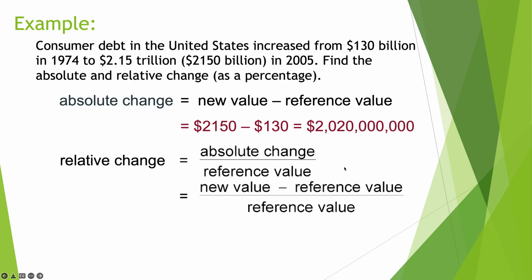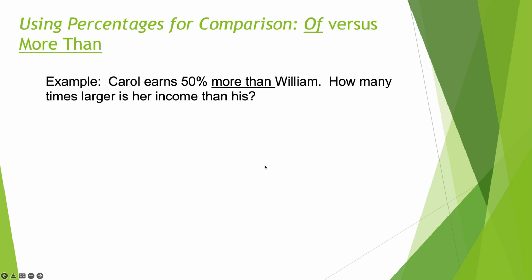Now, as far as the relative change goes, remember the formula. It's just the absolute change out of the reference value. So the relative change is 2,020 out of 130, which is a 1,553.8% relative change. That is an astronomical change. That means it's more than 15 times as much. More than 15 and a half.